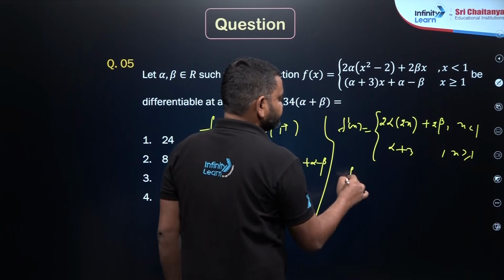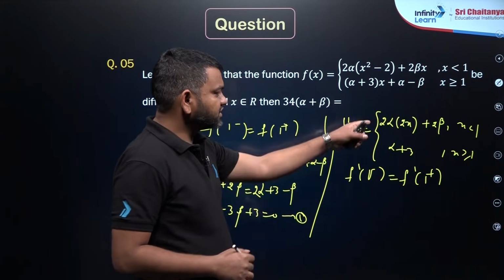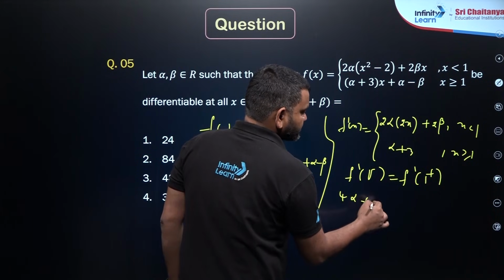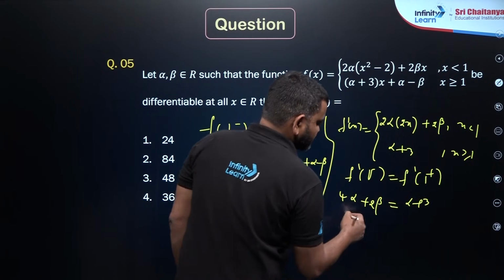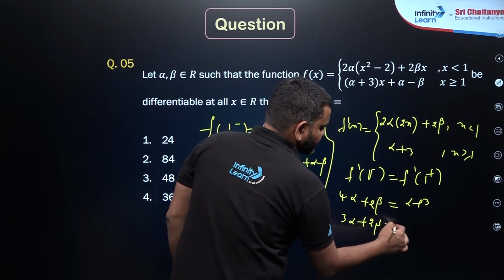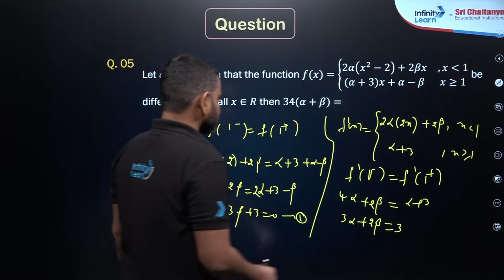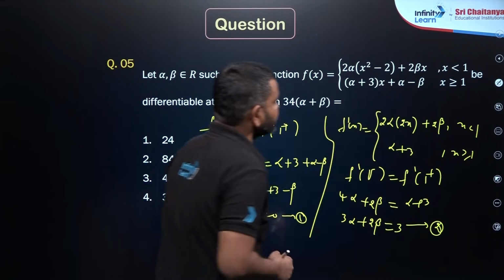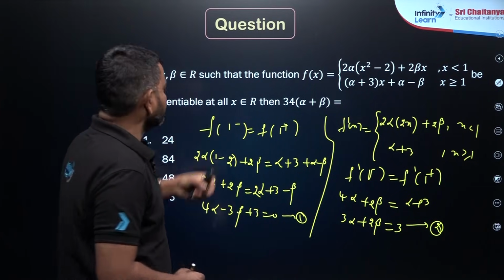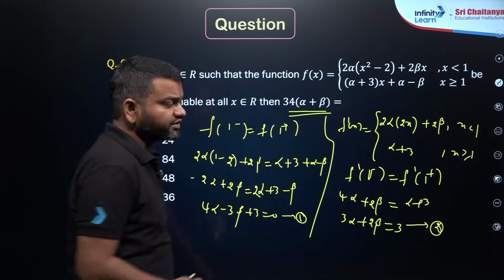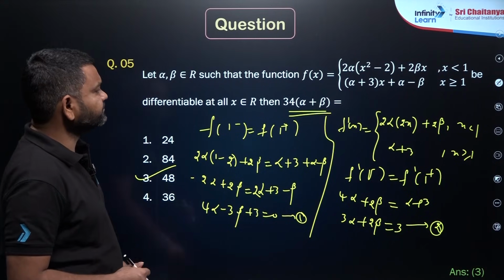So f dash of 1 minus should be equals to f dash of 1 plus, as it is differentiable. So just substitute the values here. 4 alpha plus 2 beta, that is equals to, you are getting here alpha plus 3. So you are going to get 3 alpha plus 2 beta, that is equals to 3 as one equation, and here you have the another equation, right? So solve 1 and 2. When you solve 1 and 2, and you just try to find out what is the value of alpha and beta, put it in this, you are going to get your answer. Okay, and that is going to be 48. Okay, next one.